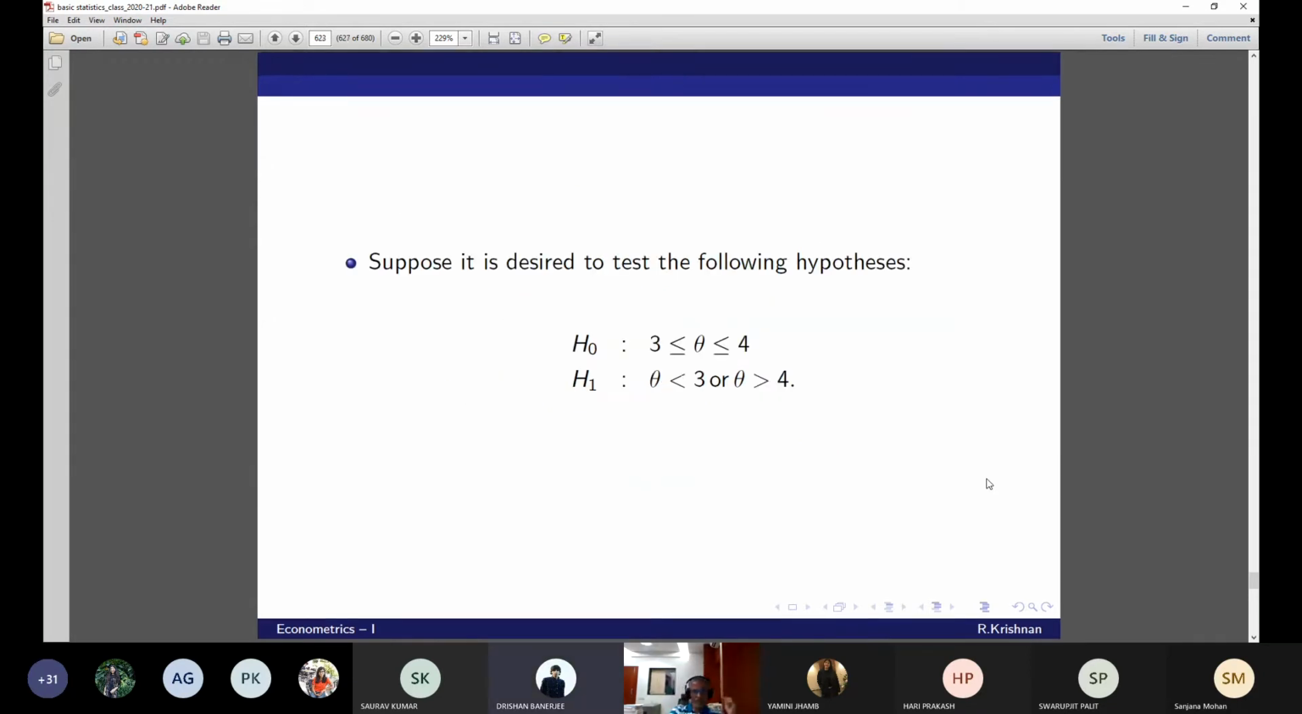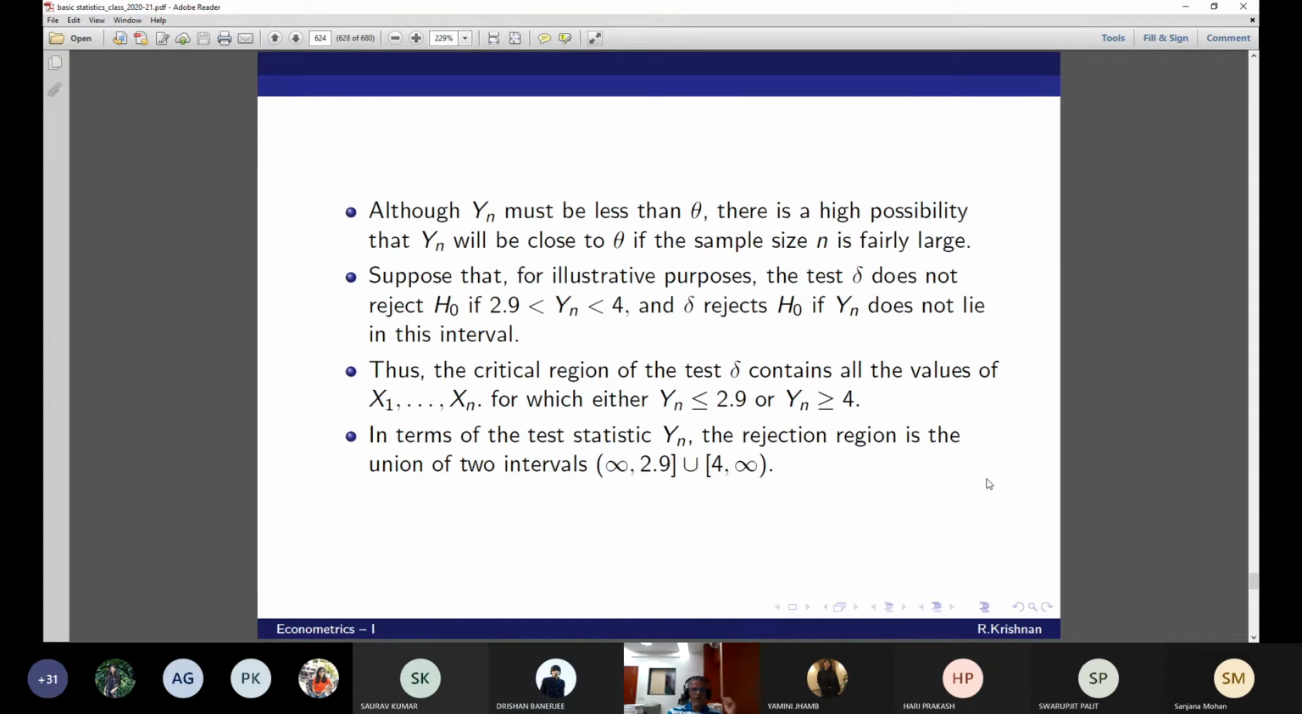Suppose instead we test the following hypothesis. Although Yn must be less than theta, there is a high possibility that Yn will be close to theta if the sample size n is fairly large. Why is the first bullet point true? Sir, because n by n plus 1 tends to 1 at large n.